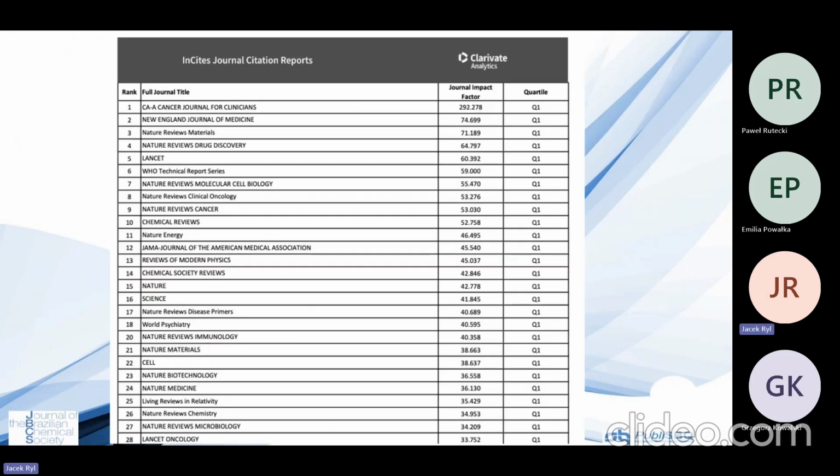Clarivate Analytics shows every year the impact factor of the journals. In Brazil, this quartile definition or classification is also used for some classification, and I guess it's the same here. So we can find this information easily, and every year it is updated, so we can check this very easily.